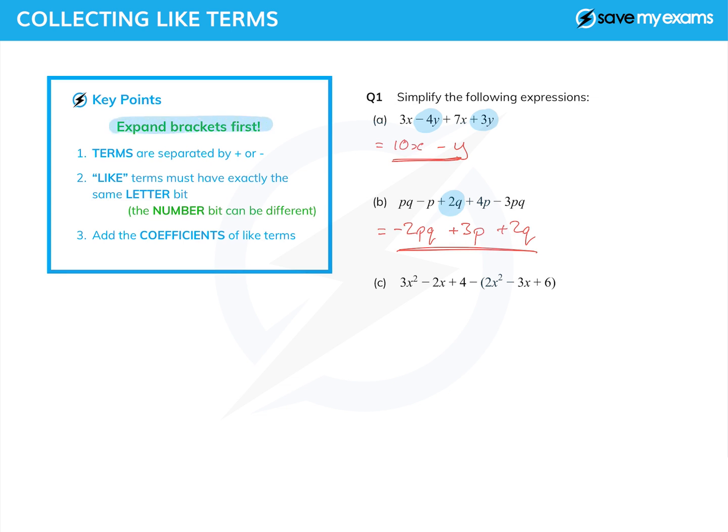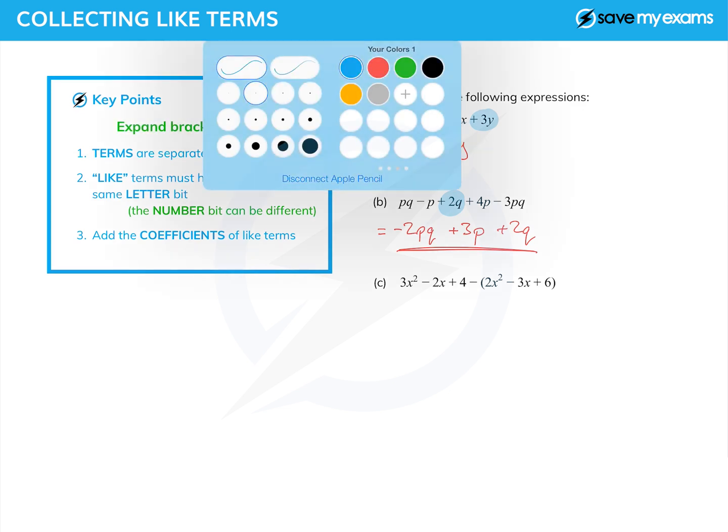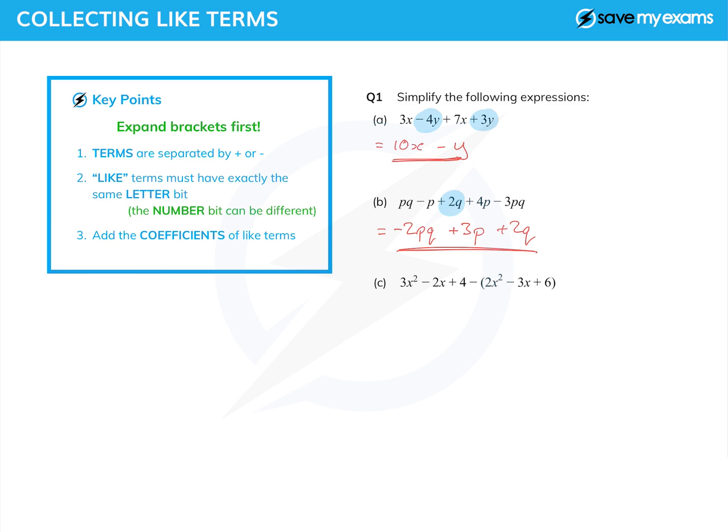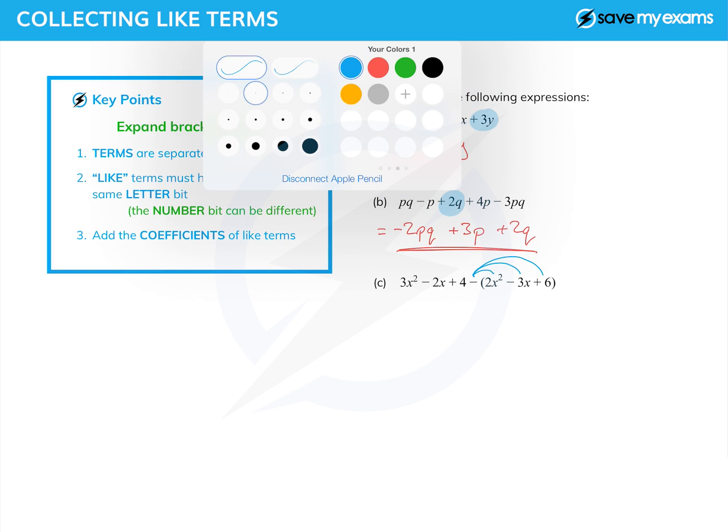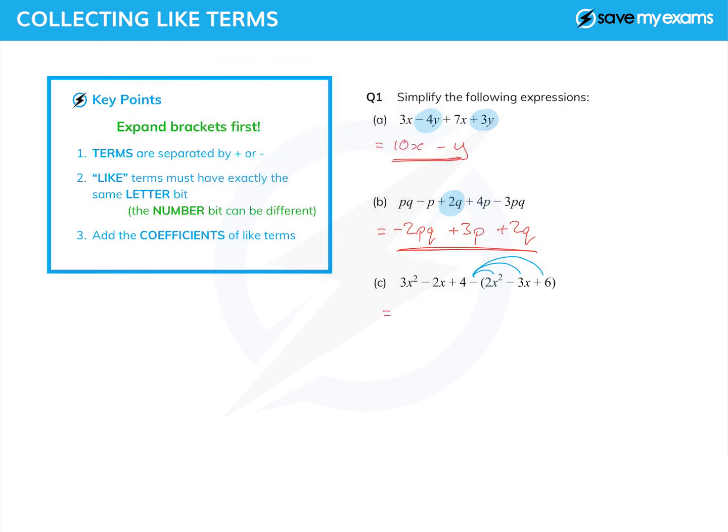Now, one of the things it says in the key points is expand brackets first. So I'm going to expand this bracket here. Okay, I've got a minus sign, which is minus 1, of course, times. And I'm going to do minus 1 times the first term, minus 1 times the second term, and minus 1 times the third term, like that. So let's do that before we collect the terms.